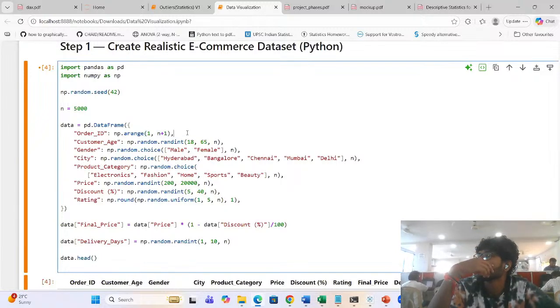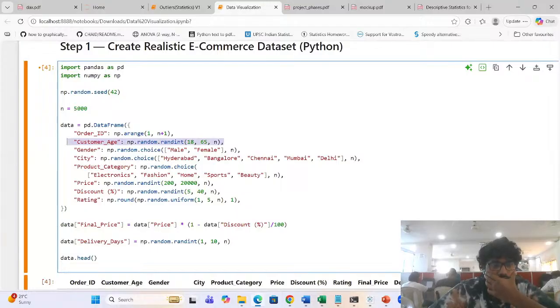1 to 5000. Done. Next, customer age. In NumPy, there is a module called random, and in that there is a function called randint, which generates random integer numbers in a given range, 18 to 65 age group. How many values do you want to generate? 5000, n means 5000. Clear? So we have 5000 records ranging from 18 years to 65 years. Next, gender. I'm using np.random.choice, which randomly selects male or female. How many times? 5000 times. You got the gender column also.